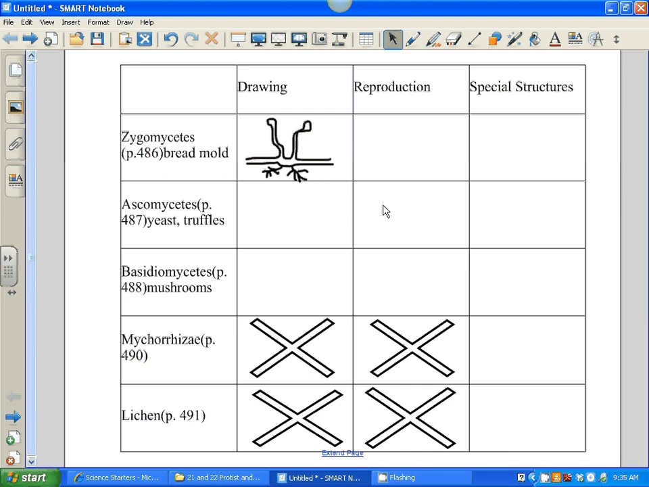Hello, today we're going to be going over fungus and the fungi kingdom. We've been looking at produce for the last 4 days. We're going to move on to fungi now, and we're going to compare some different types of fungus. This chart that we're going to be looking at is on page 485.